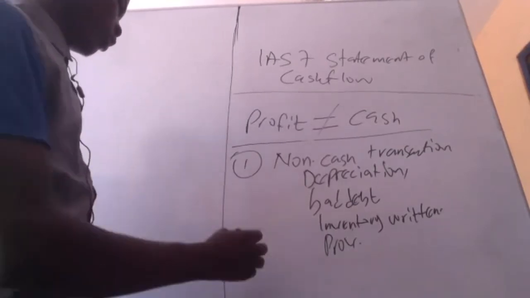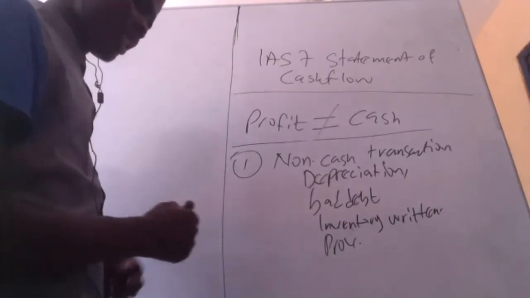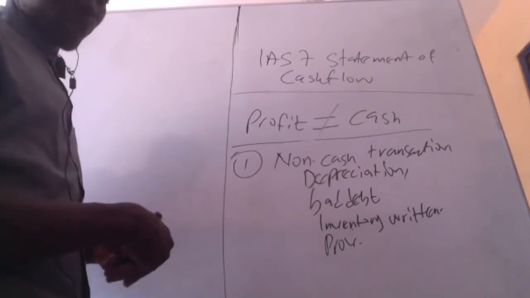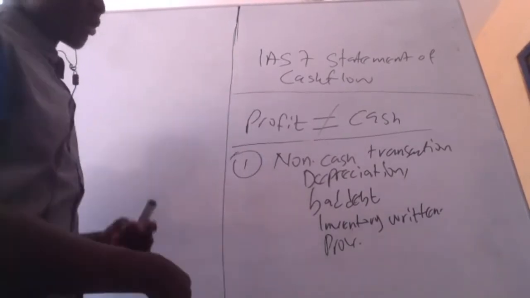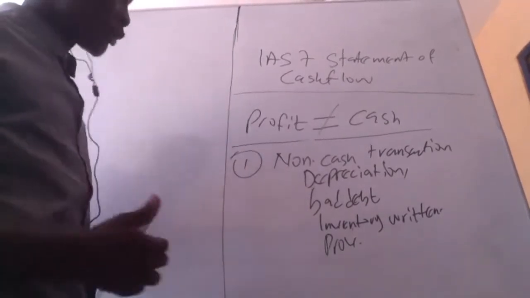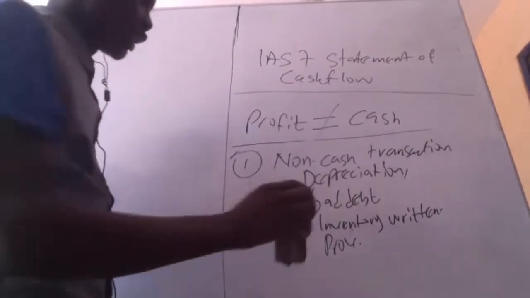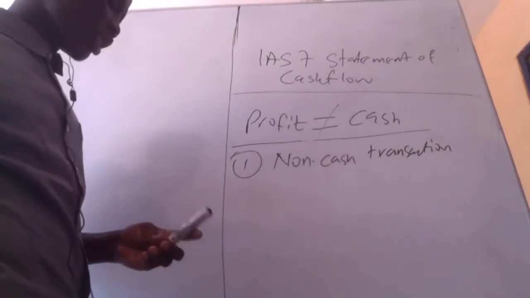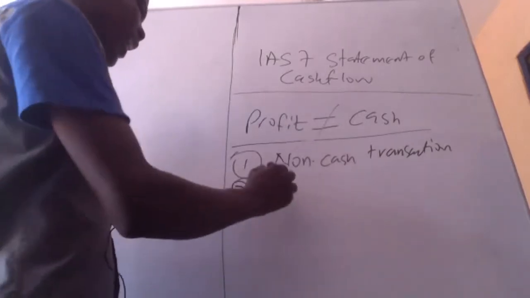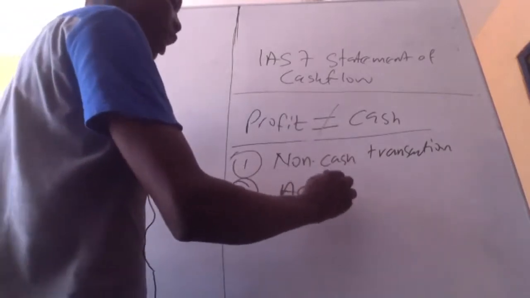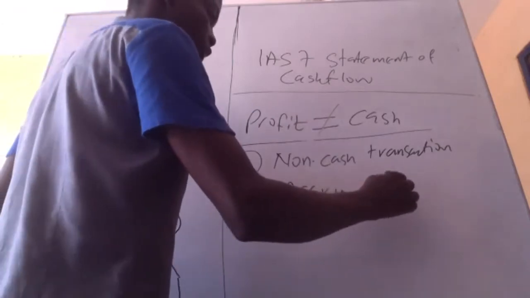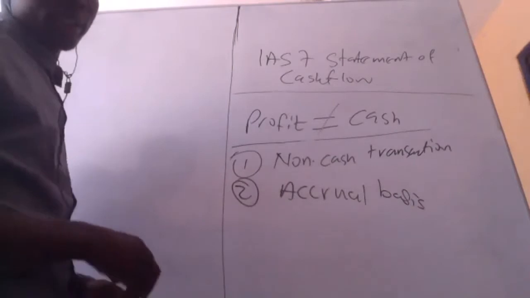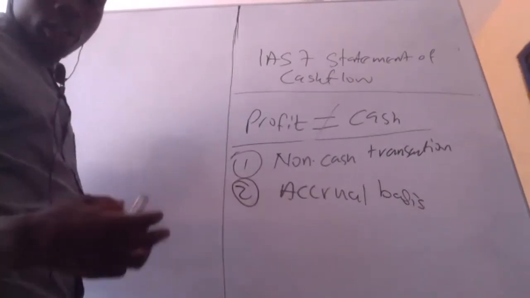Now let's move on to the second point. These are a few examples of non-cash items. They will definitely cause a difference between your profit and cash. So now let's move on to the next item: accrual basis of accounting. Because you are using the accrual basis, they will be different, always different.